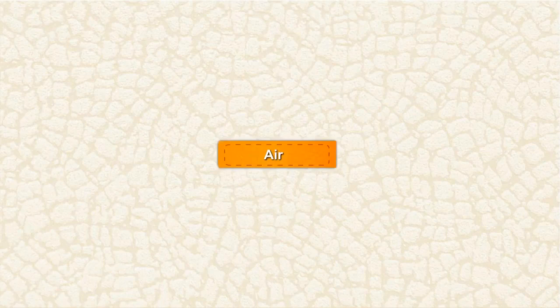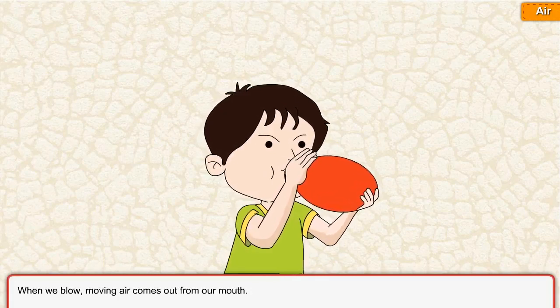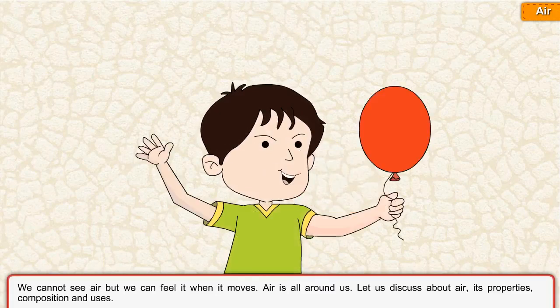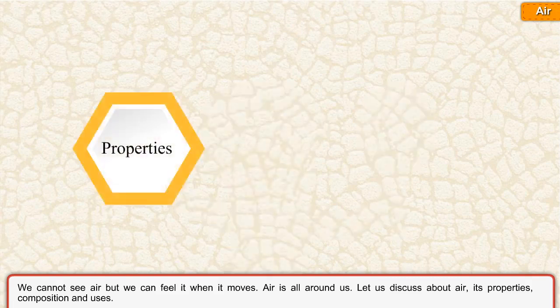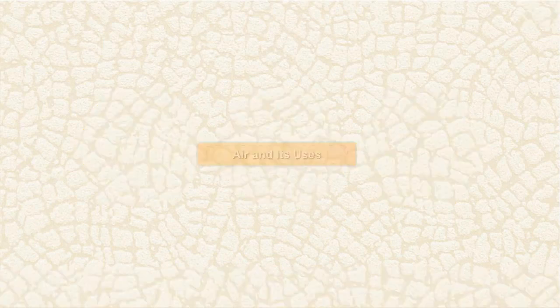Air. When we blow, moving air comes out from our mouth. We cannot see air, but we can feel it when it moves. Air is all around us. Let us discuss air, its properties, composition, and uses.